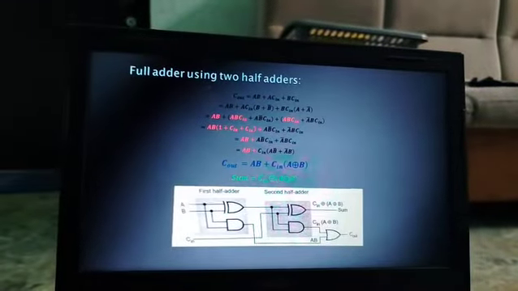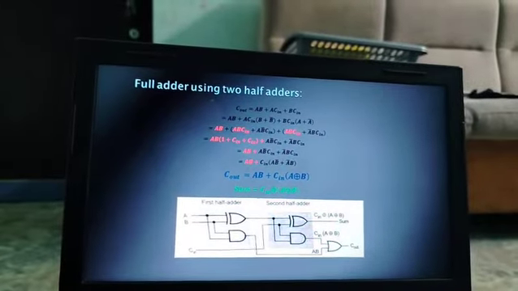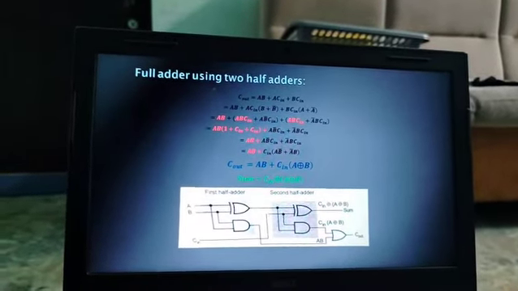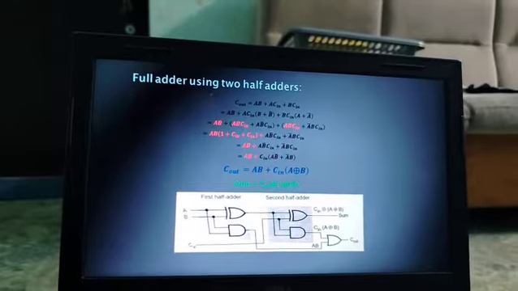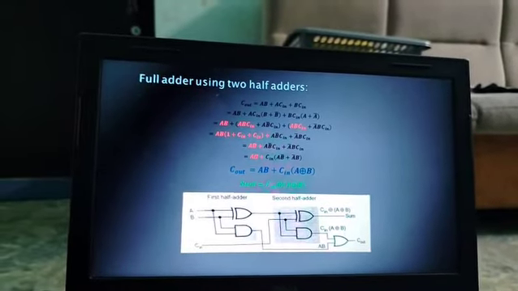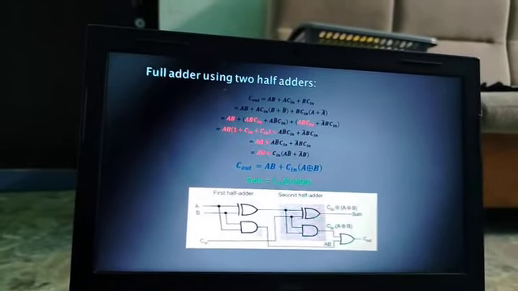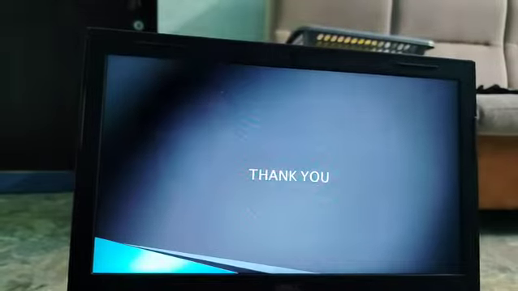And in this diagram, you might have seen how we are using two half adders to implement one full adder. Here I didn't move on with the full adder directly. I am using two half adders, right? That's what we are seeing in this slide.